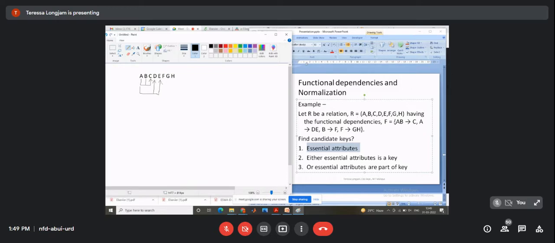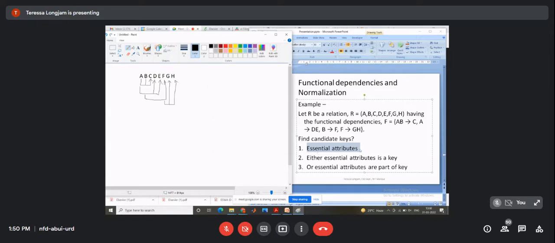So there is an arrow from AB to C, isn't it? Same thing here. From AB to C, there is an arrow. From A to DE, there is an arrowhead. So you can represent it like this also. The third functional dependency is B to F, and then F to GH. So these are the set of functional dependencies that is given.